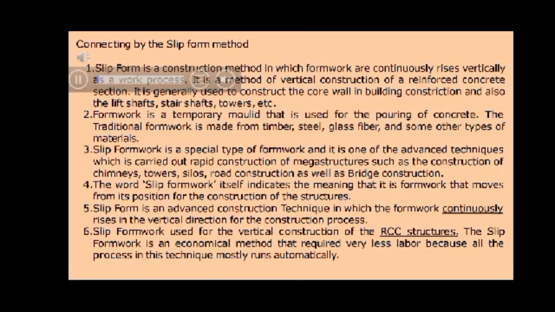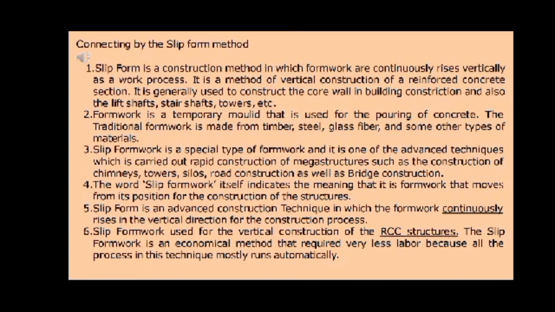So let's proceed to our next method. Slip formwork is a method in which formwork is moved continuously as a work process. It is used for vertical construction, such as core walls in construction, stair shafts, and towers. Formwork is a temporary structure. Traditional formwork is made of glass fiber and other materials, and slip type formwork is carried up in mega structures such as chimneys, roads, and so on. As the word slip suggests, formwork is moved along for the construction of the structure.